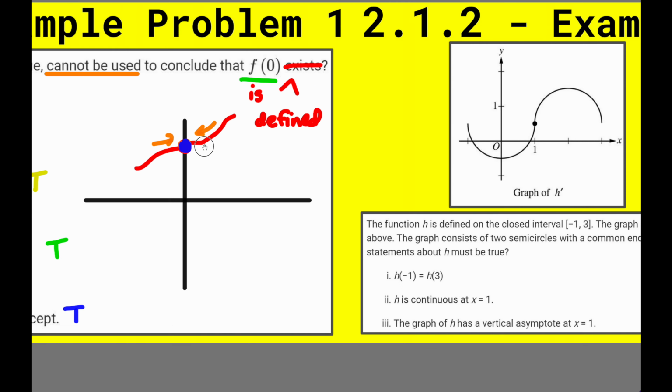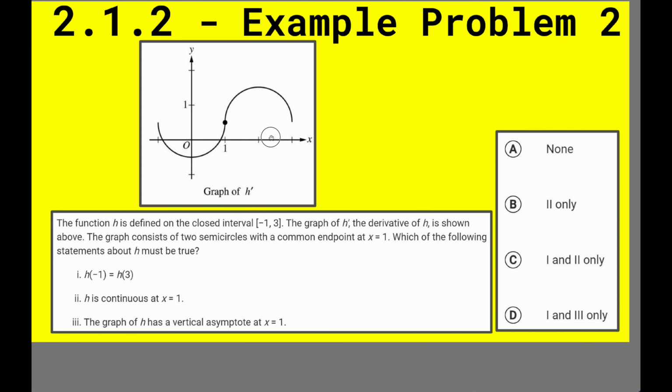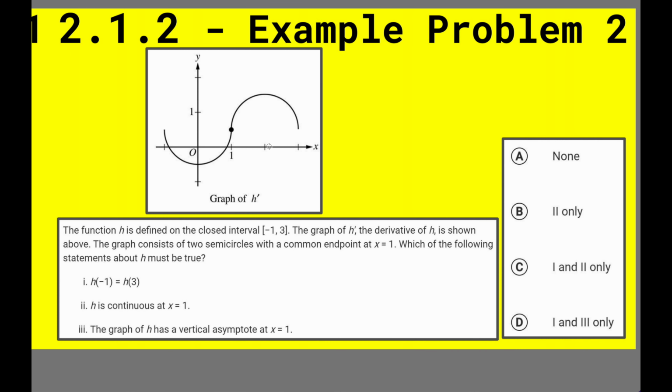That's crazy. Okay, the second example problem right here. It says the function h is defined in the closed interval -1 to 3. You can kind of see that on the graph. It goes to 3 here, and then it's -1 here. So h is defined here. The graph of h prime, the derivative of h, is shown above. So this is the derivative. It's not actually h, it's the derivative of h. That is really important to understand. Make sure you know what you're looking at. This is actually h prime. I'm going to write it here, even though it says it on the bottom, just for fun.